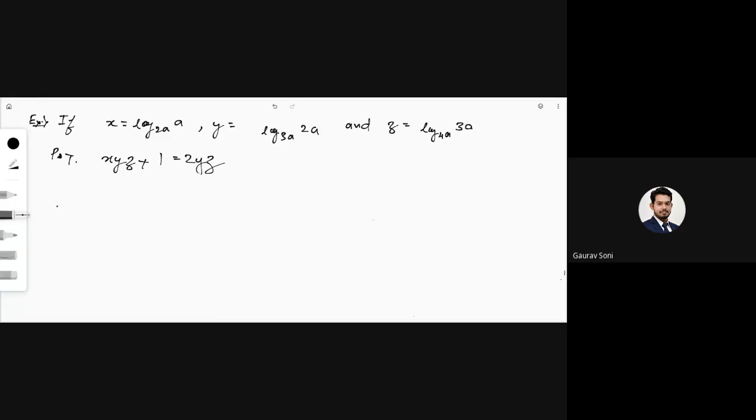So we will have to consider log of 2a to the base 2a plus log to the base 3a of 2a plus log to the base 4a of 3a, and by consideration we will have to solve. But anyway, we won't be doing it today. I'll do it in the next lecture. Everything else will be done in the next lecture.